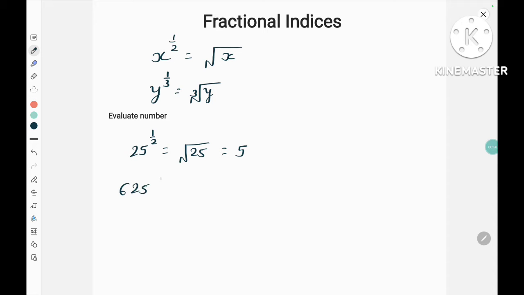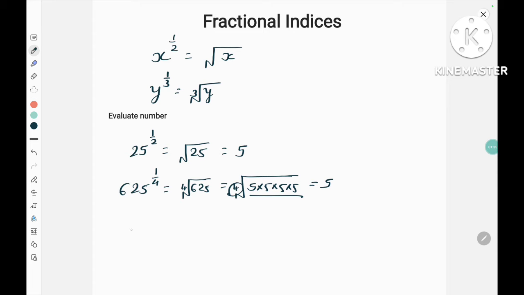625 to the power of 1/4. That means root 4 of 625, and 625 is 5 times 5 times 5 times 5. So root 4 of 5 times 5 times 5 times 5 is going to be 625. So the answer is 5, because you multiply 5 four times, so you can remove this root of 4.